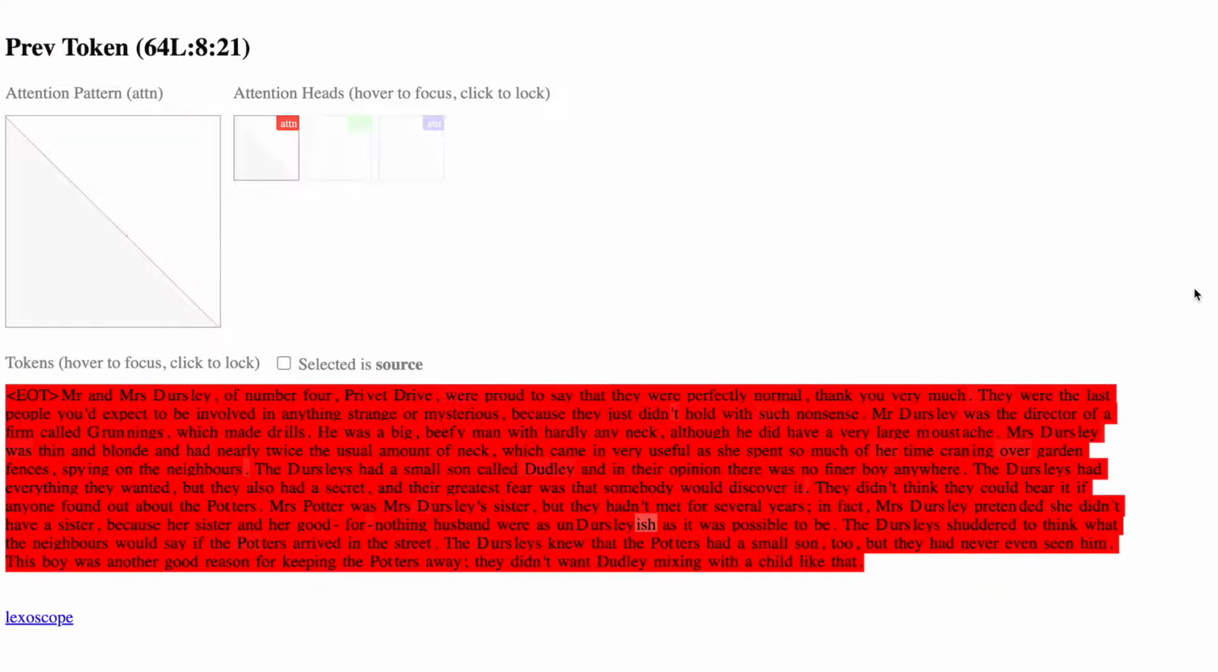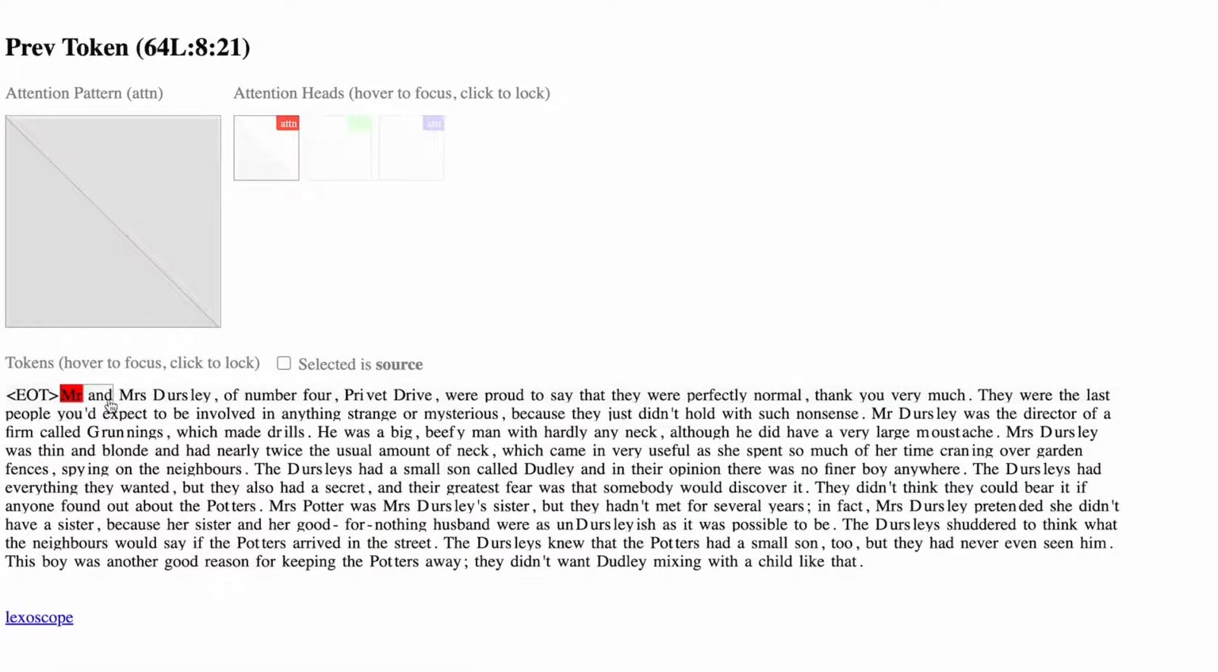So this first attention head has, I think, a very, very simple behavior. It almost always, there's a couple exceptions, it almost always attends to the previous token.